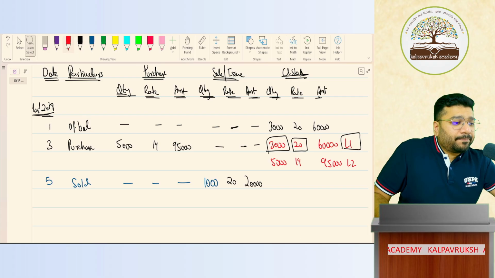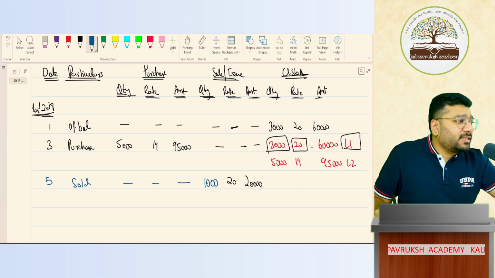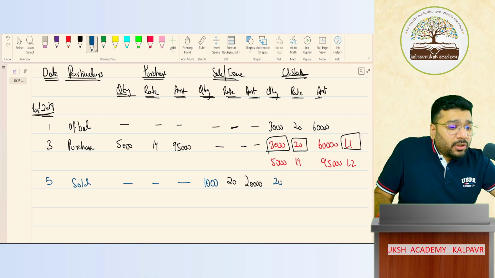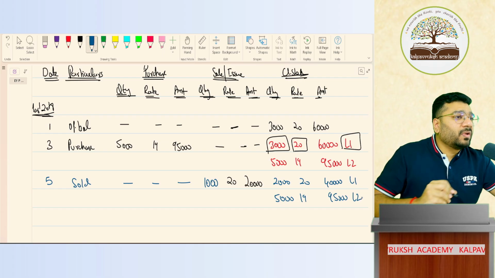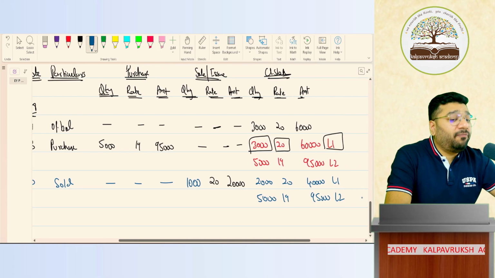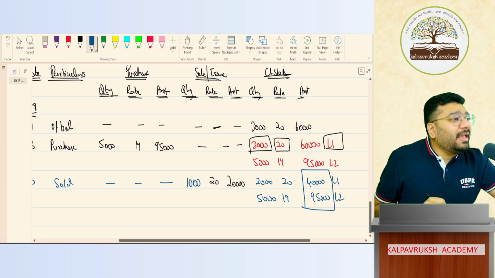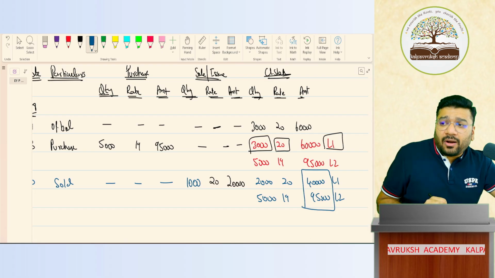Now tell me, people, out of lot 1 having 3,000 kg, 1,000 kg is sold. The balance of 2,000 kg in lot 1 has a cost of 20. Now how much is the balance? 40,000 of lot 1. Lot 2 is untouched, so copy paste as it is. So if I ask you what the inventory value is as on 5th of March, what will you say? If you add both, that is my inventory. Got it? Not got it? Tell no.